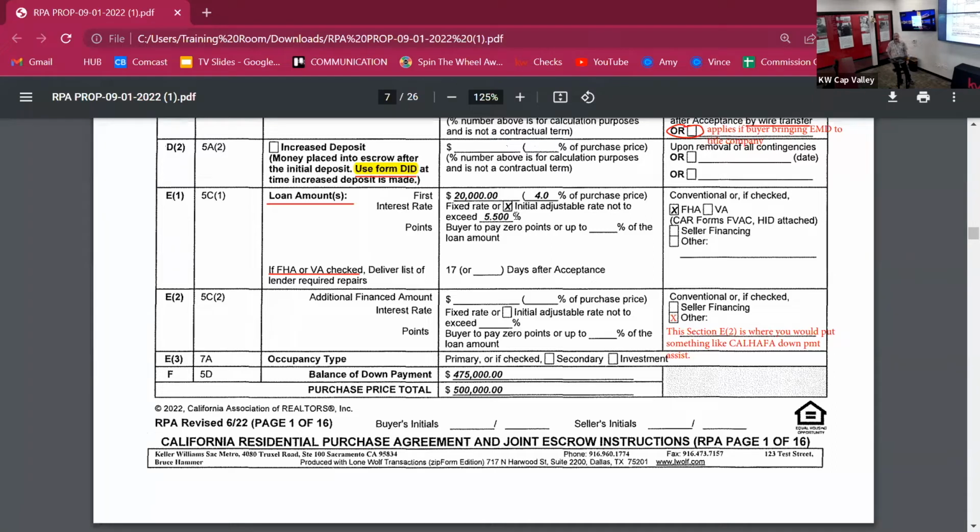So they are in default. And basically, by putting a number there, you could have saved that. So keep that in mind. You want to make sure you complete the section.